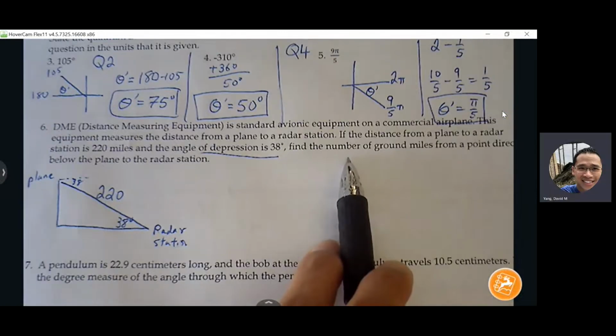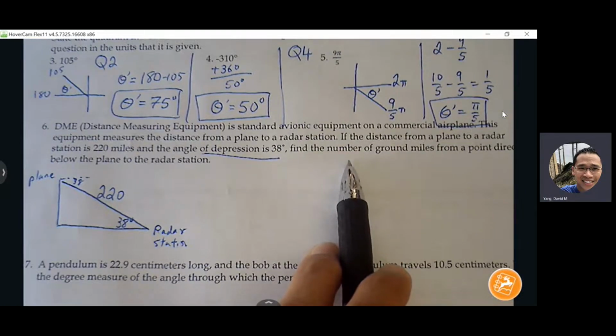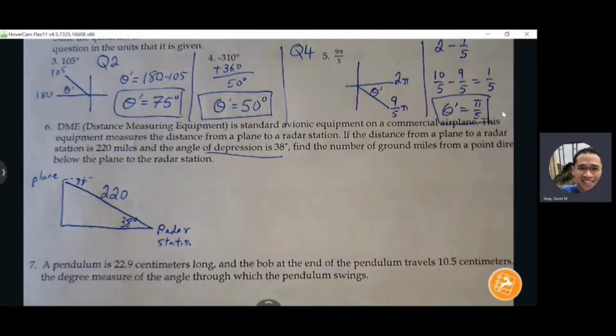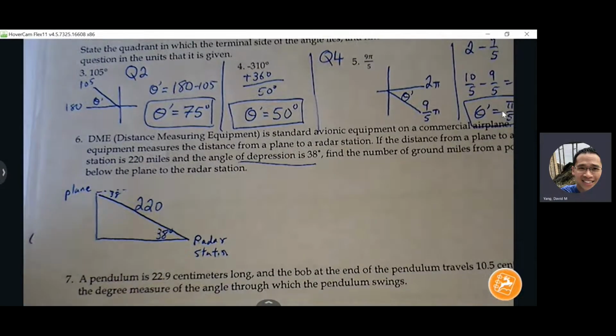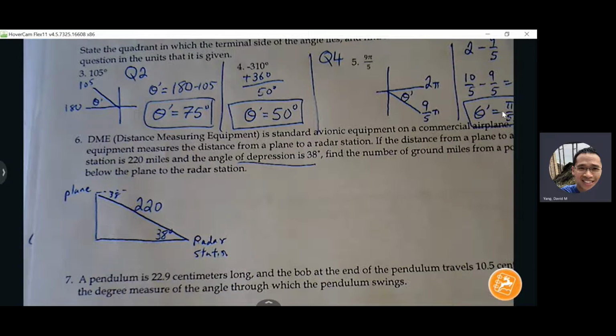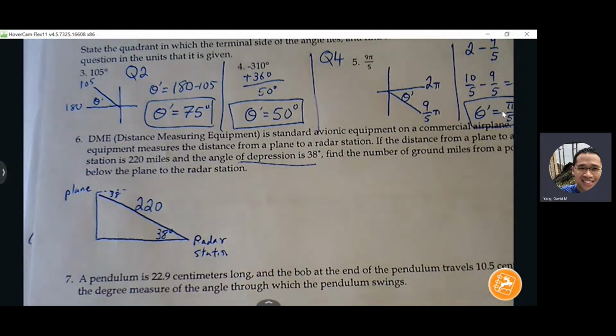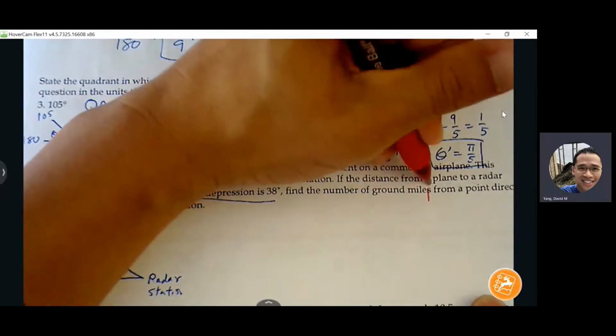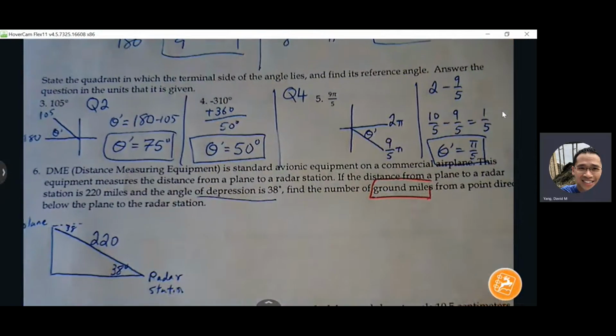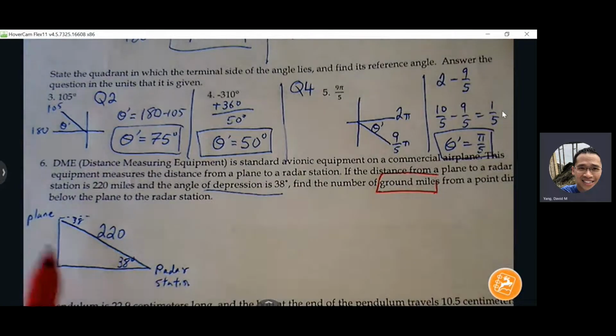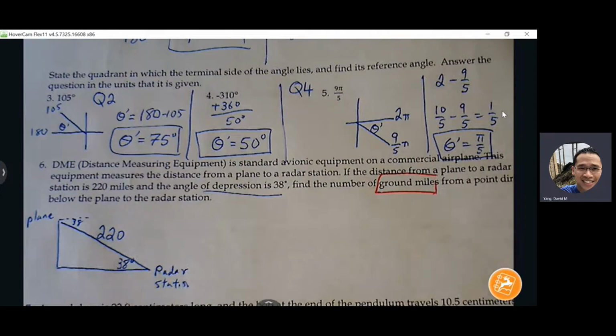Okay, find the number of ground miles from a point directly below the plane to the radar station. So what's the missing side that we want to look for? The base. The base, good. And the key word here is ground miles. Ground miles means, if the plane was on the ground, how far would it travel? So it's talking about the horizontal distance.